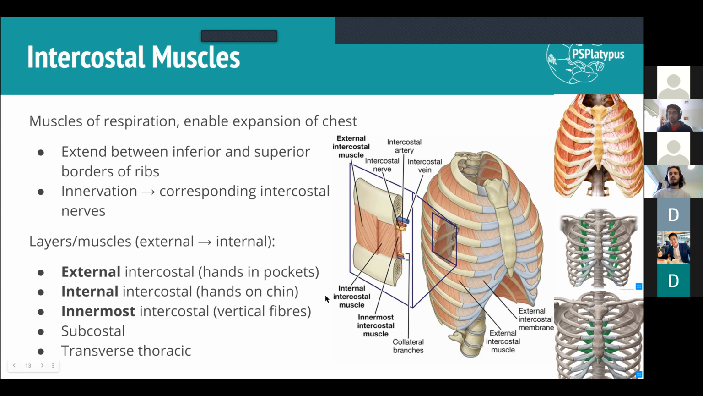Then innermost intercostal, and between those two, you've got the neurovascular bundle between internal and innermost. And innermost has vertical fibers. Then you've got subcostal, which is here, and you've also got transverse thoracic, which is here. So those are slightly less important.